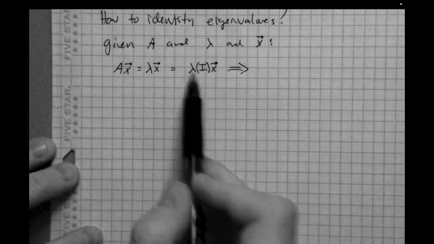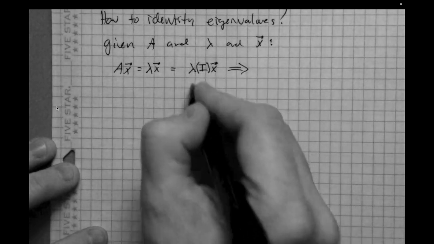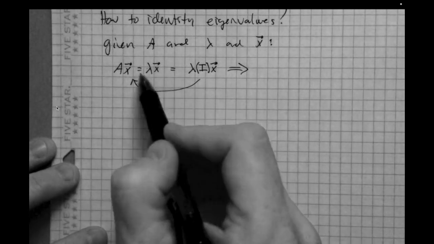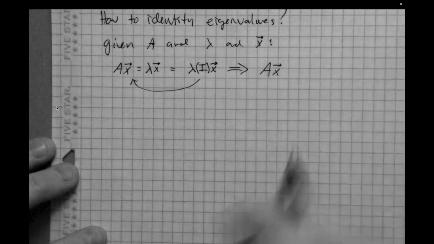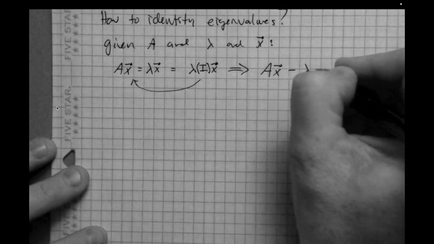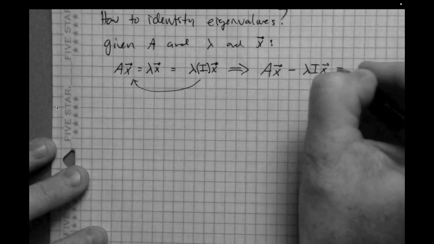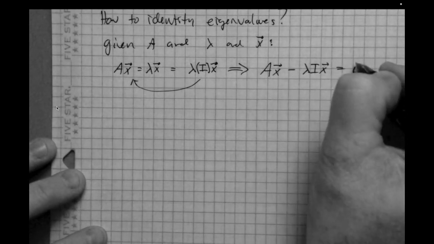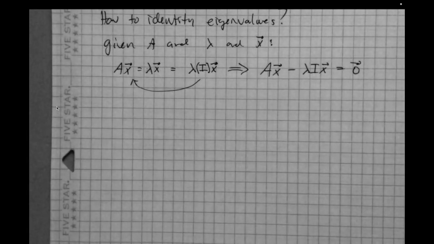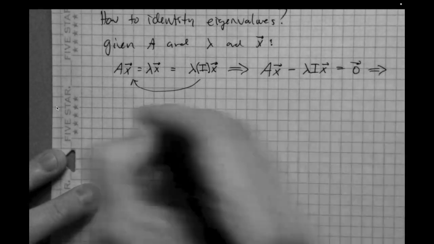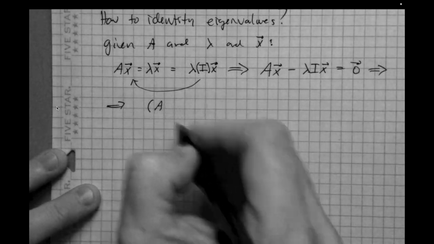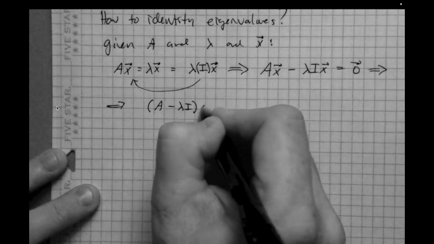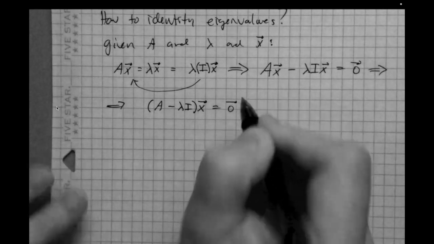So what I can do is subtract this whole operation and bring it over to the other side. Let's not worry about this intermediate step right now. So I've got A times x minus lambda times I x equals 0, and this would be the 0 vector, of course. We can factor out the vector x, and so you could write it like this: A minus lambda I, times the vector x, equals 0.